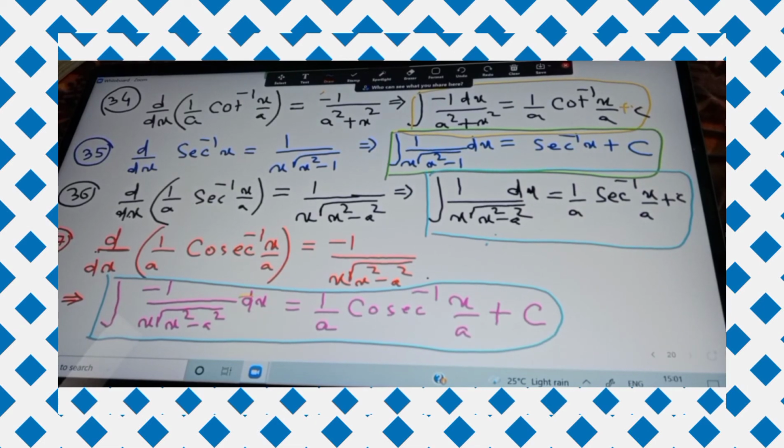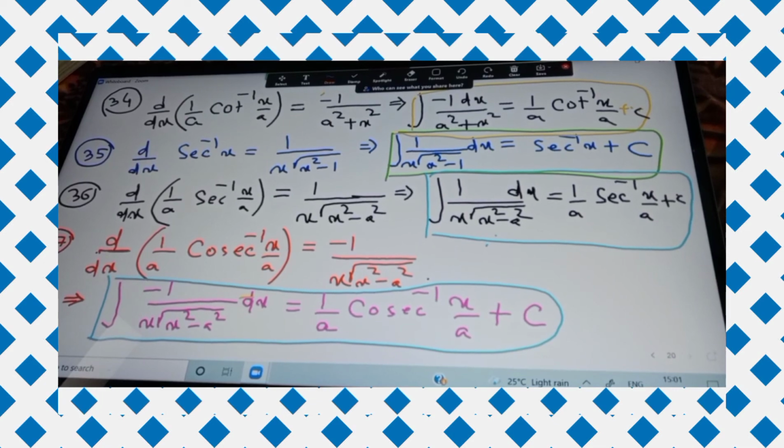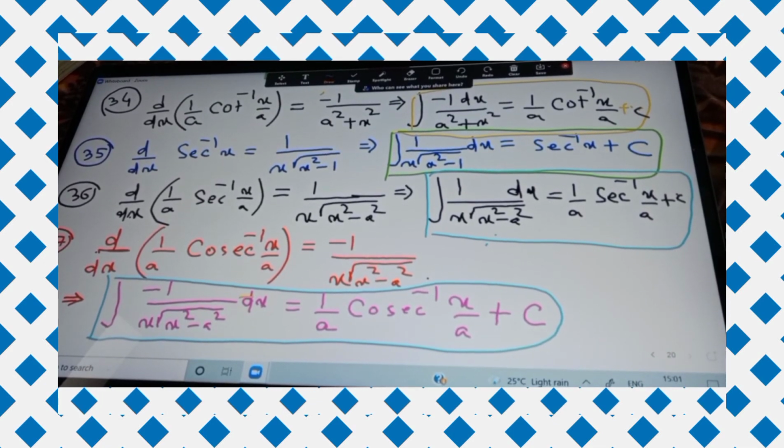Thank you, students, for your interest in the class. I hope you will practice the formulas. This is one of the most important chapters of integration for your second term examination, and it has many applications. I hope you will understand it and practice it. Watch it again and again.